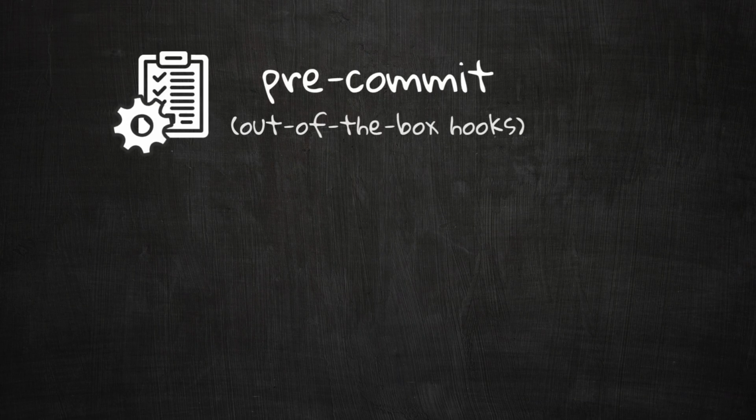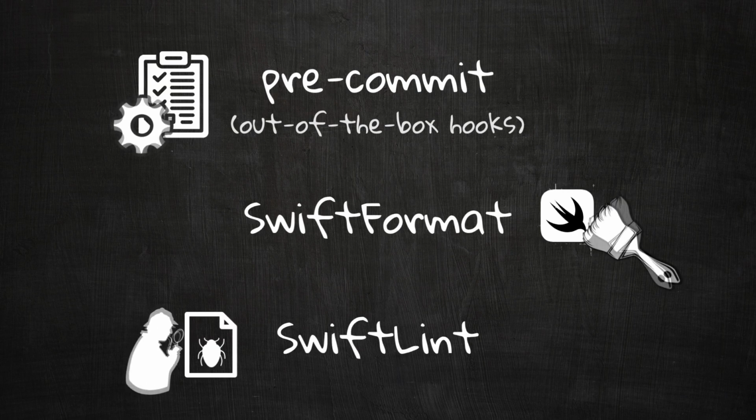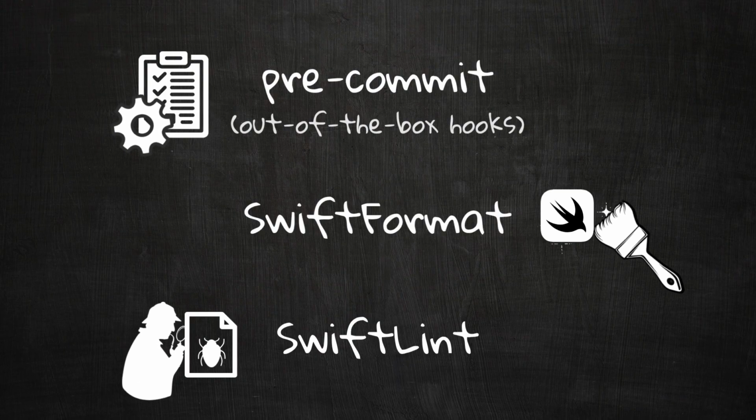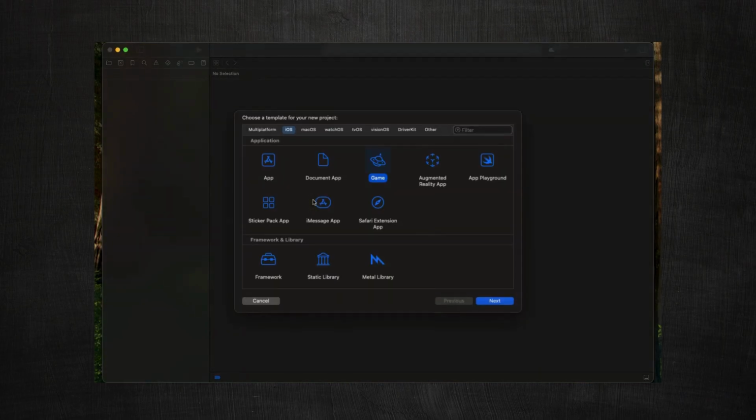Hi everyone, in this video we are gonna look at how to improve the code quality of a Swift project with pre-commit along with SwiftFormat and SwiftLint. The setup works fine on my Mac, but yours might differ slightly, so feel free to adjust as needed. We'll try this out using the default iOS template that comes with SpriteKit and Xcode.